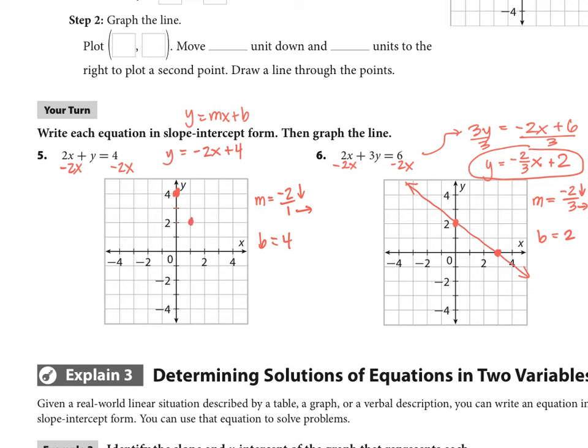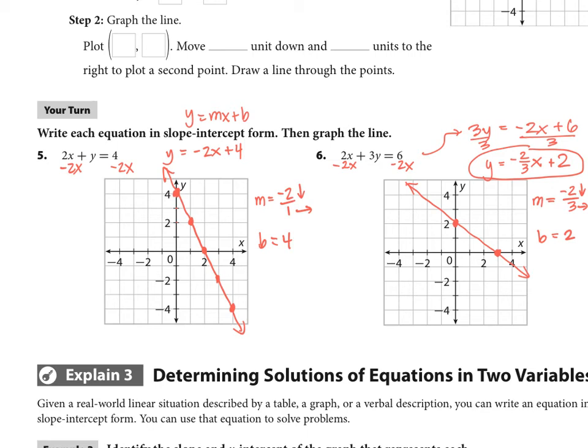The cool thing about this is if I go down 2 over 1, I can continue to do the same thing. I go down 2 over 1 again, down 2 over 1 again, down 2 over 1 again. And I get these points that are all collinear. That means they're all on the same line. Okay, and it works that way because our slope is constant. It's always the same slope throughout the whole line.